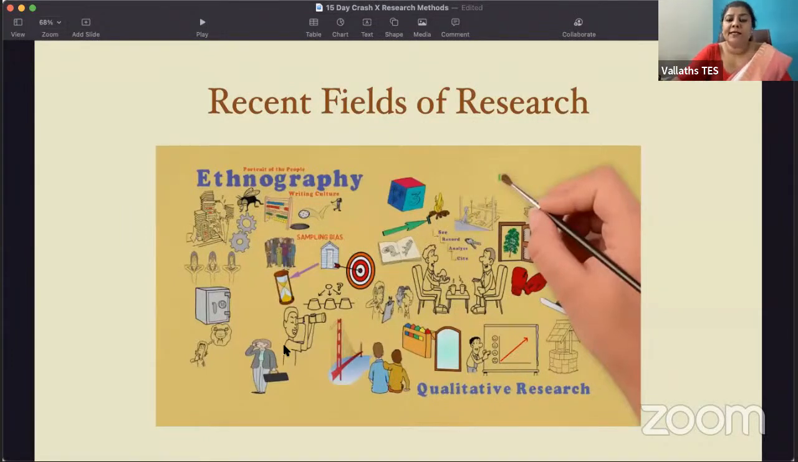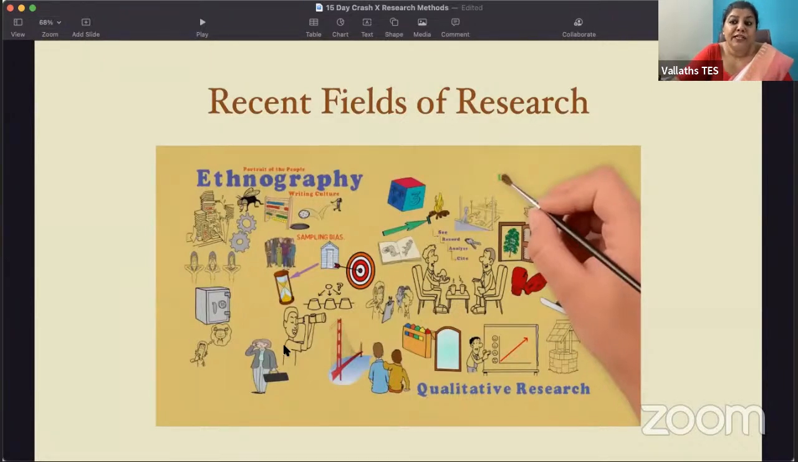Reader response is related to reception aesthetics, how people receive culture, how people receive texts. And it is related to reader response research, business studies, media studies. Getting me, guys?